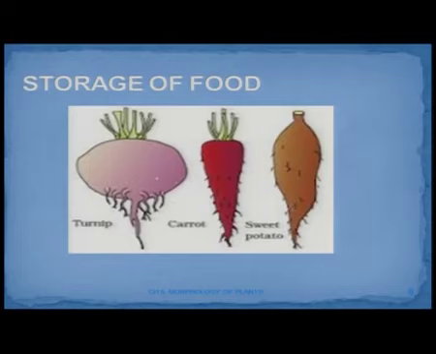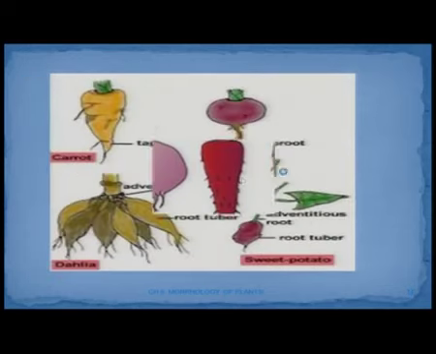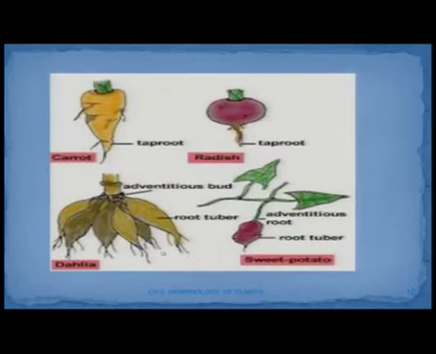All of them are roots. These two are the tap roots and this is adventitious root. In this picture also you can see the roots of the dahlia and adventitious roots of the sweet potato. These are the roots that store food.